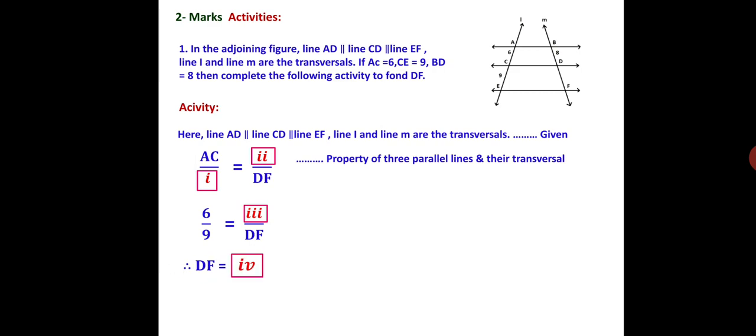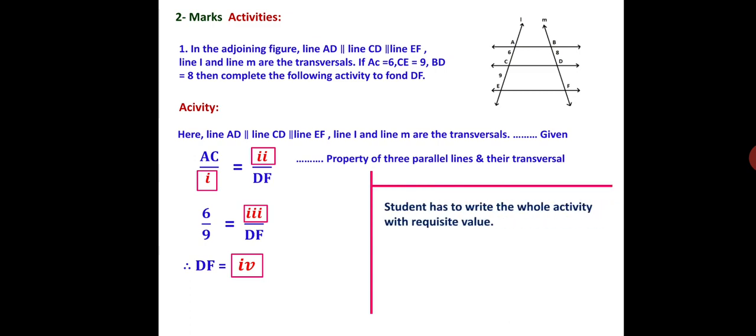Therefore DF is equal to this box again comes up. So here in this case, the student has to write the whole activity, the activity that has been shown in blue color. You have to repeat it by substituting the values.